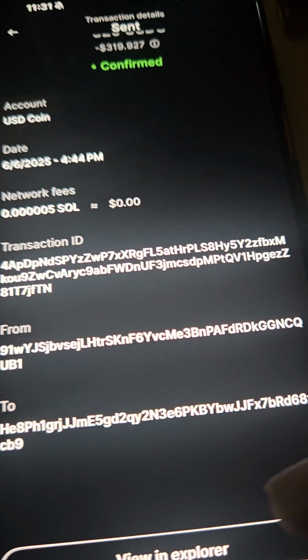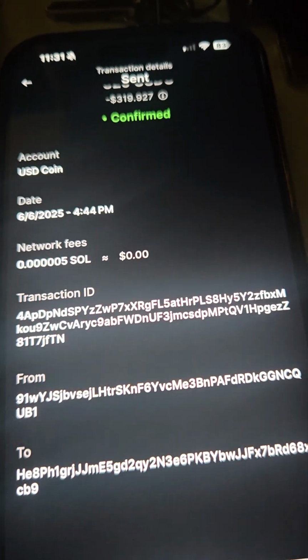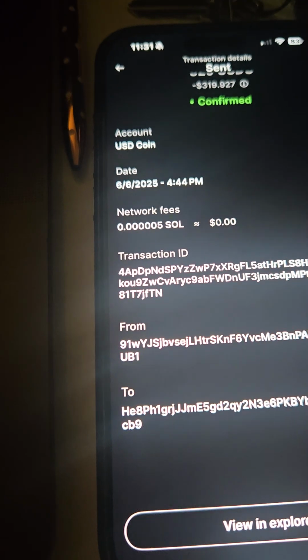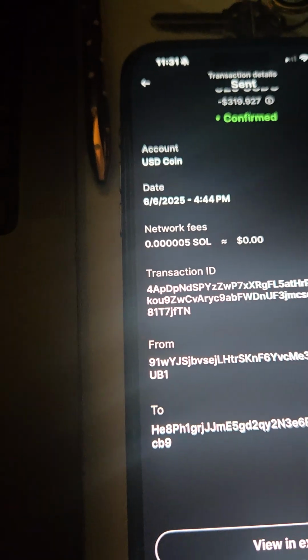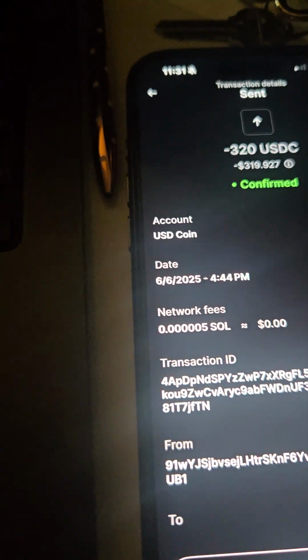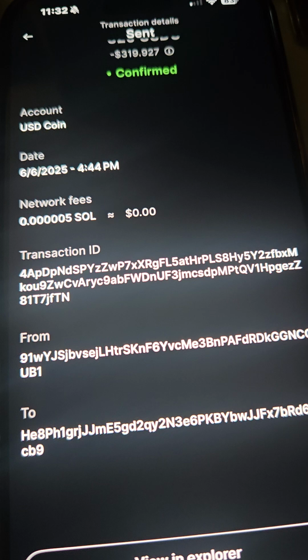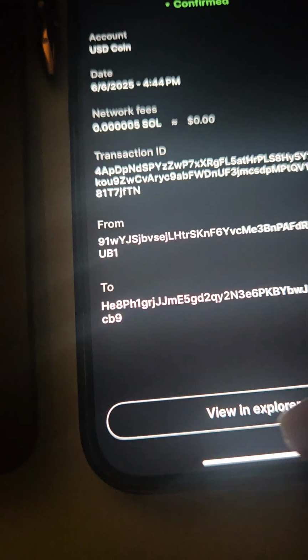A bank is not going to give you all of this information. They're not going to show you what account it came from, what account it's going to, and the transaction ID, and the network fees, the time and date. They're not going to show you all of this. You're not going to be able to take this information and copy paste it like I'm about to show you how to do. Now watch this.